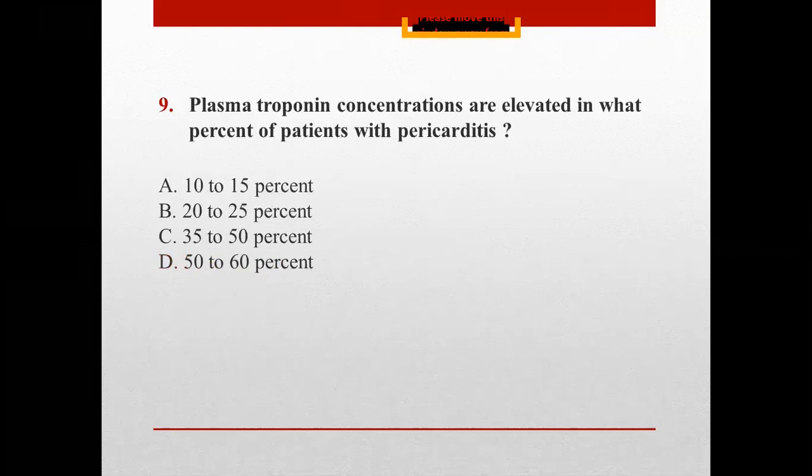Plasma troponin concentrations are elevated in what percent of patients with pericarditis? 10 to 15%, 20 to 25%, 35 to 50%, or 50 to 60%? Okay, start answering, please.